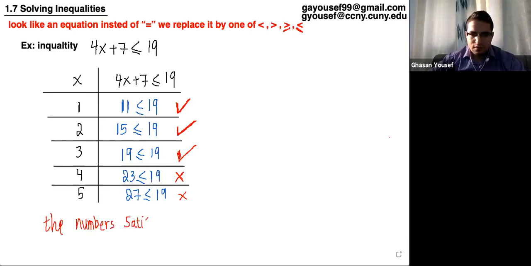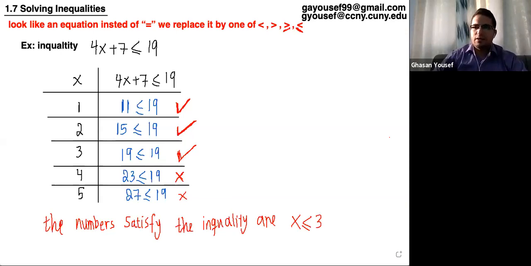So all the numbers satisfying this inequality are x less than or equal to 3. All numbers less than or equal to 3 satisfy this inequality.